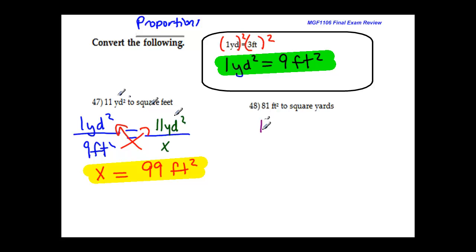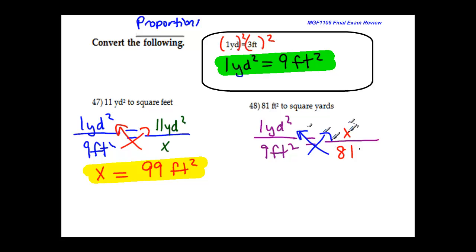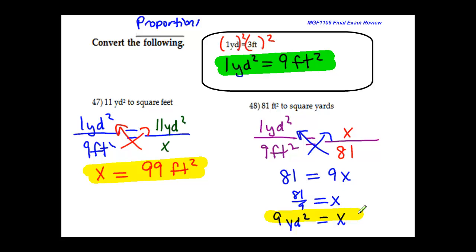Going to number 48, the conversion factor is still the same. 1 yard squared equals 9 feet squared. The difference here is what is given to us. We are given the 81 feet squared. The feet squared is in the bottom, so we put the 81 here. We want the yard squared, so we put those in the numerator. We will cross multiply. 1 times 81 is 81. 9 times x is 9x. Divide both sides by 9. X equals 9. And again, in this case, yards squared are my units that I want. You have to use the conversion factor of yards squared to feet squared to do this problem.